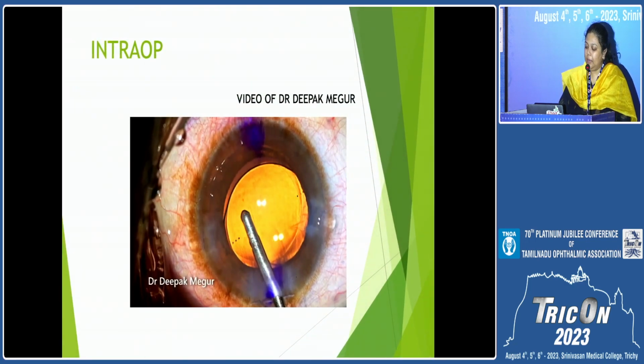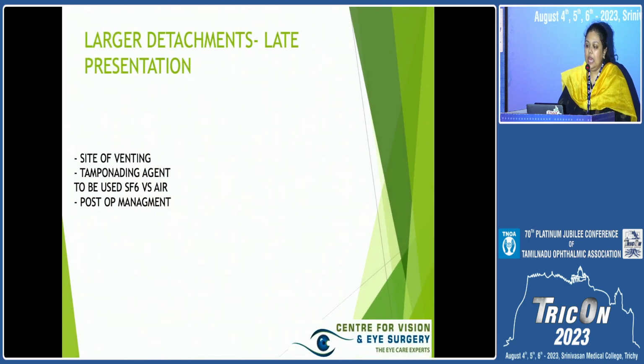If you have a peripheral detachment when you're doing your phaco, there's no need to panic for those cases. For a larger detachment, look at the swelling site and look at the tamponading agent, which can be SF6 rather than air.